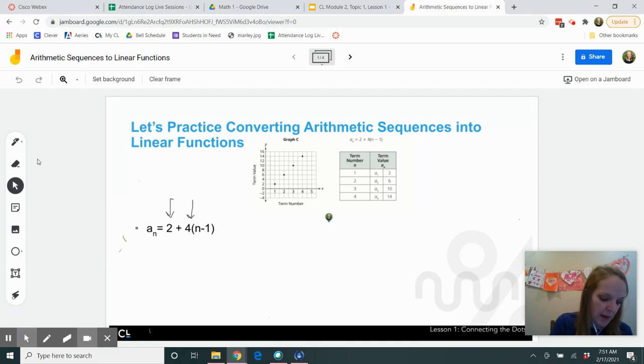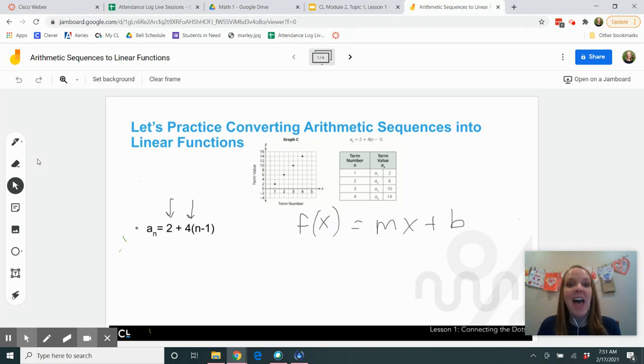So a linear equation is in the form y equals mx plus b. Okay? Except instead of y, because we're dealing with a linear function, we're going to use the term f of x. F of x and y are the same thing. They both mean output. But because we're talking about a linear function, we're going to use f of x. Okay, so here's what we're going to do.